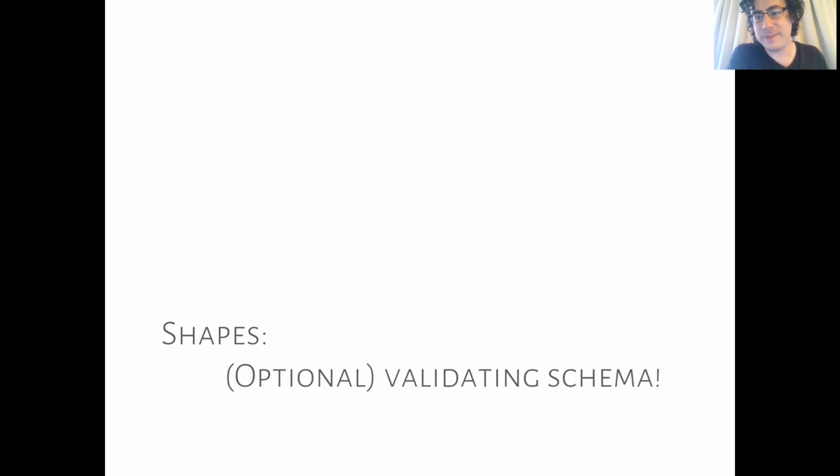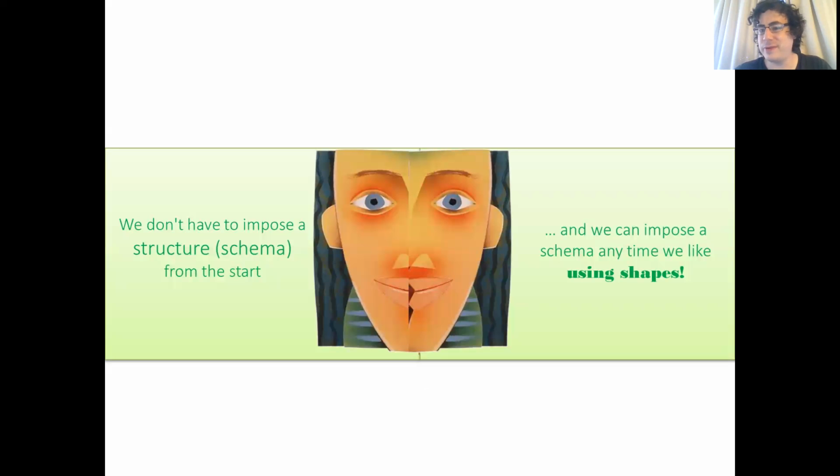So that's pretty much the story on shapes. It's an optional validating schema for graphs, such that we can have the best of both worlds, right? We don't have to have this, like in a relational database where you have to start by defining your tables, your columns, your primary keys, your foreign keys, and so forth. You can just start with the graph and start defining nodes and edges and connect them however you want. But if you feel the need for structure, if you feel that you would benefit from having this sort of validating schema, you can have that at any point by defining your shapes.